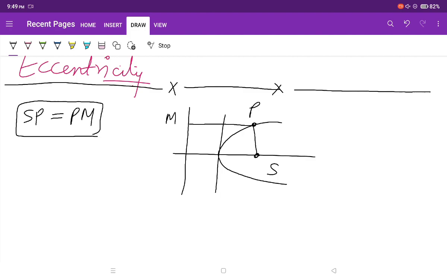Now what if the distance is not equal? What happens if the two distances SP and PM are not equal?